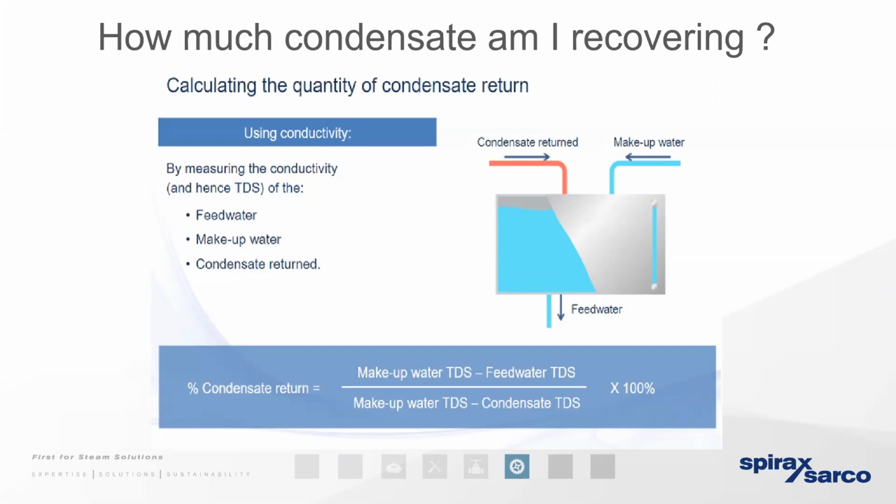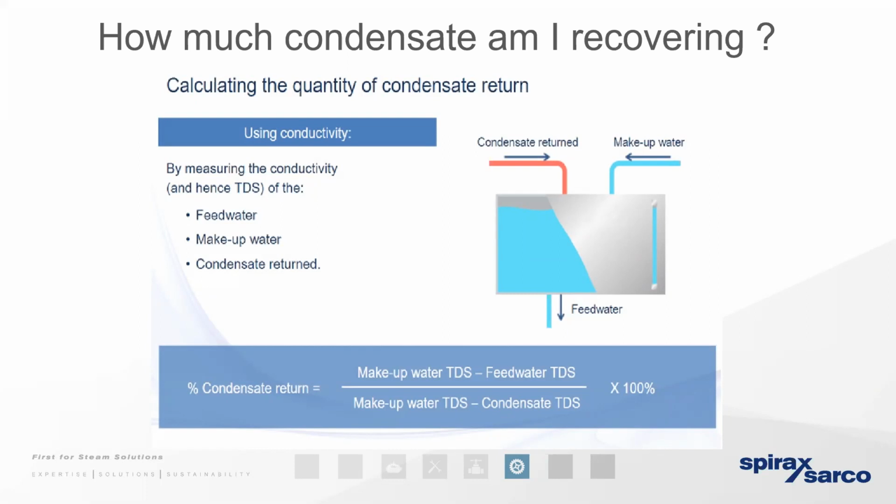And we can do that by conductivity. We can simply take a sample of the water, we can neutralize it for pH, cool it down to 25 degrees, run a conductivity probe across it, we multiply the conductivity by 0.7, and that tells us the total dissolved solid content of that water in parts per million. So it means that we can get an understanding for the percentage of condensate that is being returned.